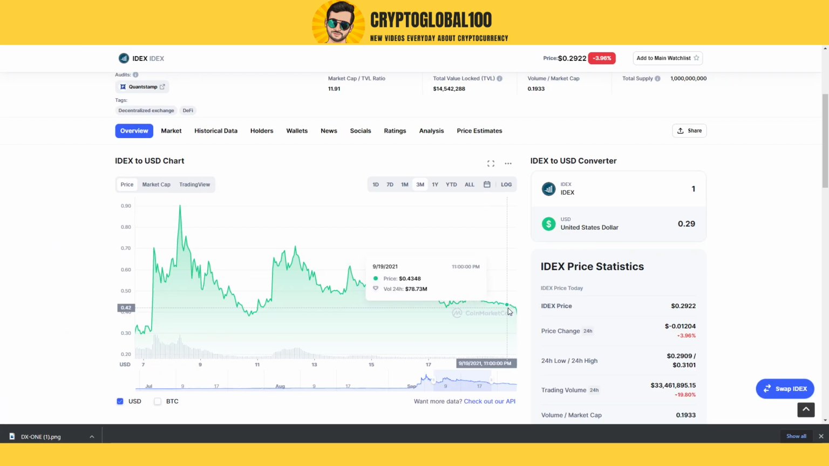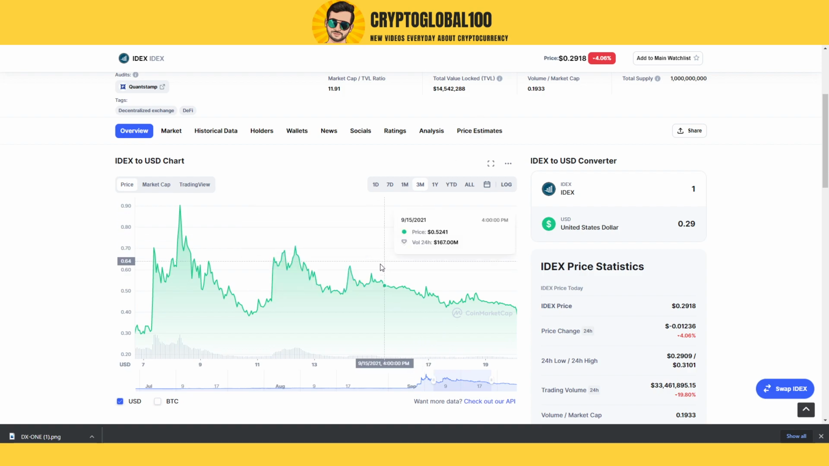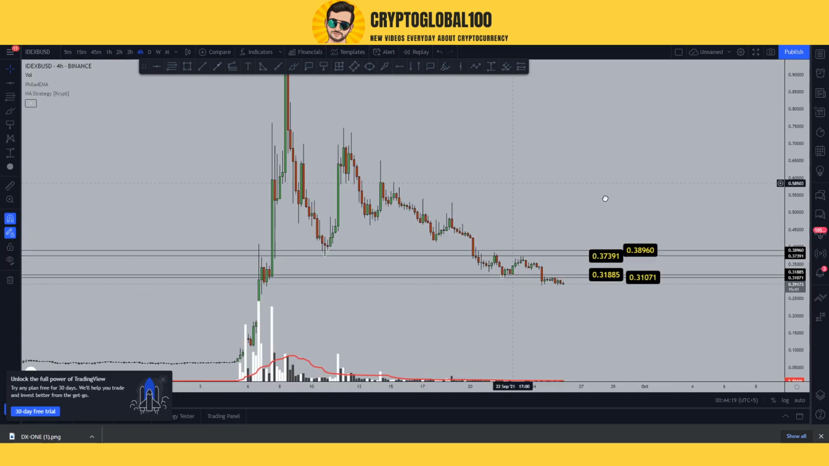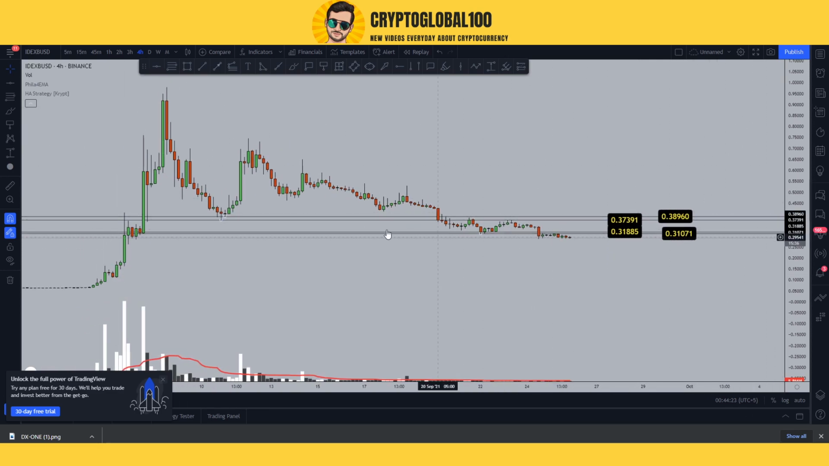Let's find out the current scenario here. 0.4, but just take a look at the volume, guys, 64 million only. So the volume has decreased a lot. It has decreased a lot. Now let's head over to Idex on tradingview.com, and this is the thing I want to tell you. The volume has decreased a lot over time.